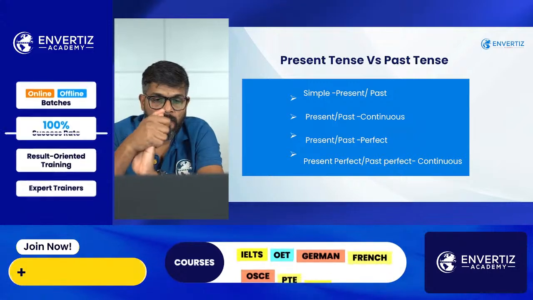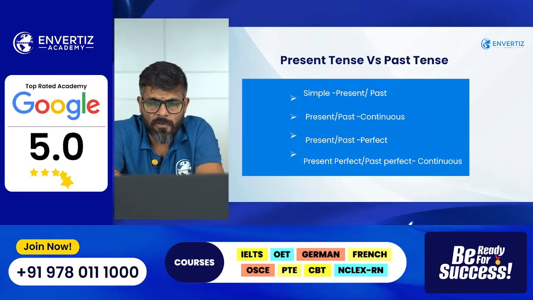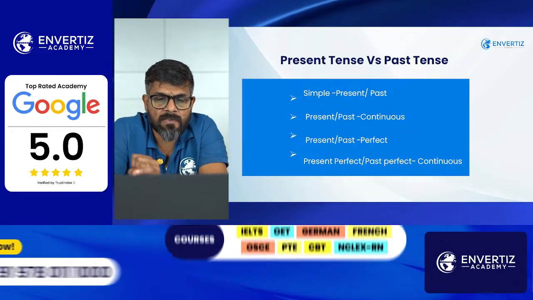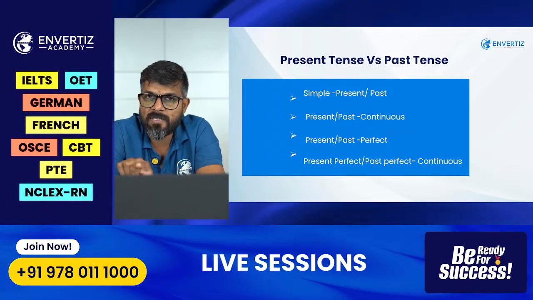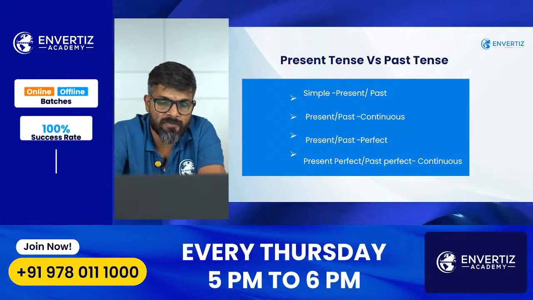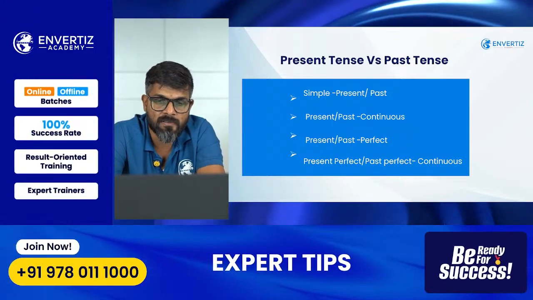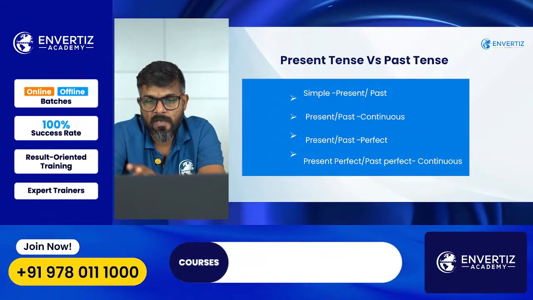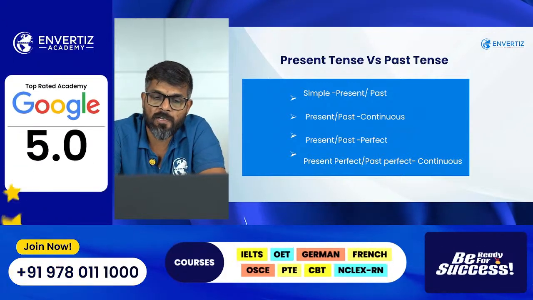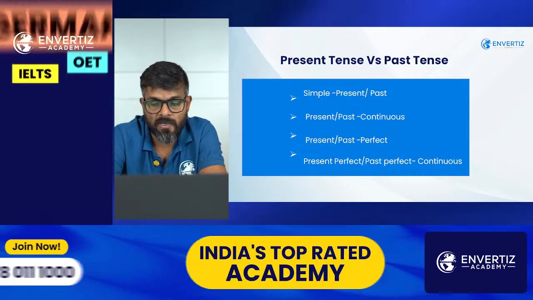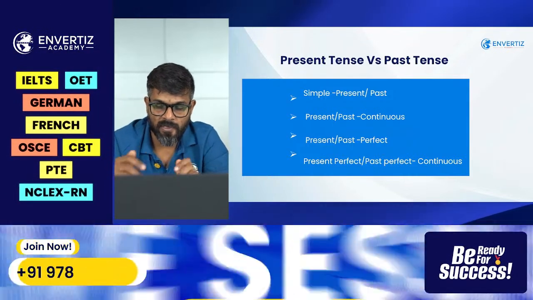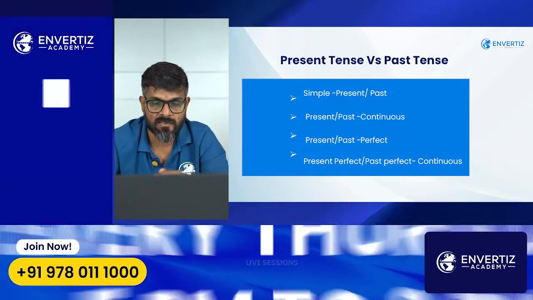You know that already. Present tense has different kinds: simple present, present continuous, present perfect and present perfect continuous. Same as past also: simple past, past continuous, past perfect and past perfect continuous. Now we'll see the difference. What are the changes in it?